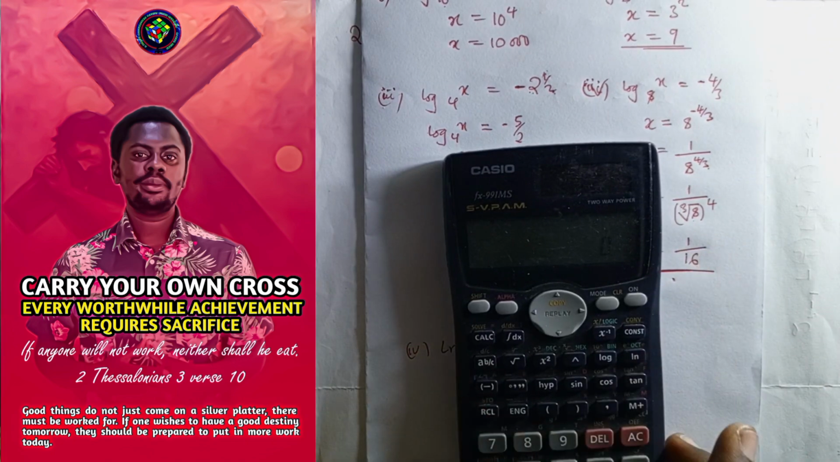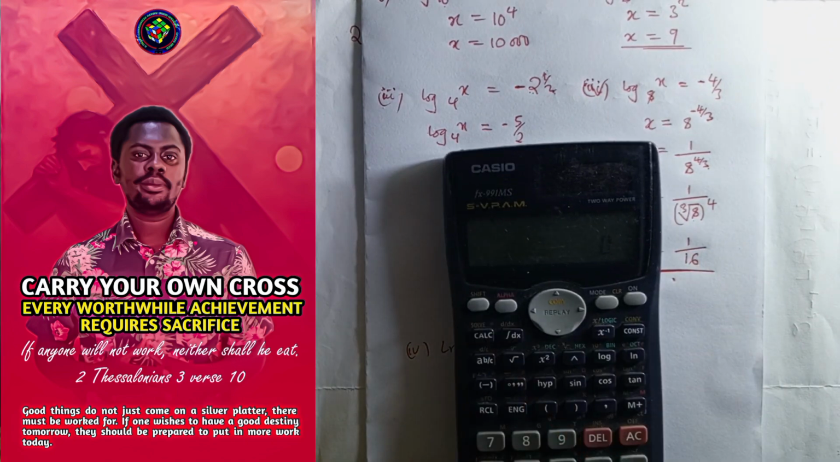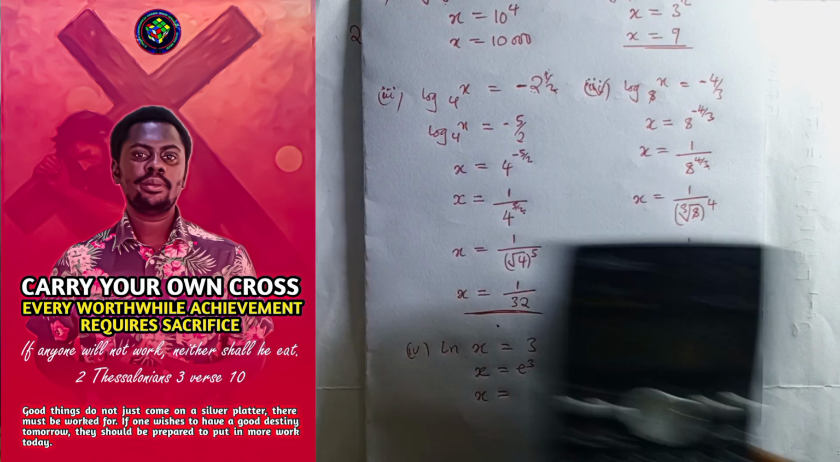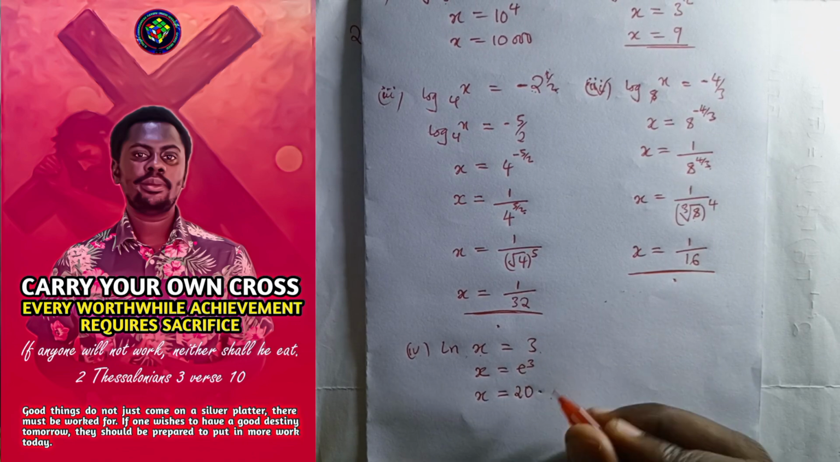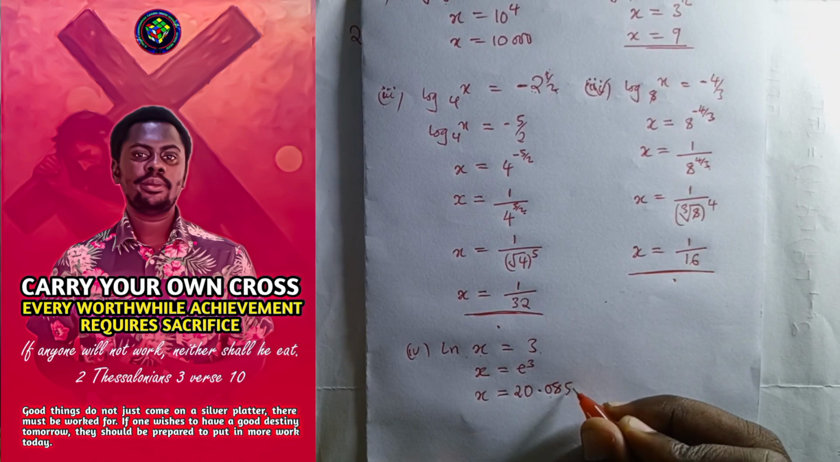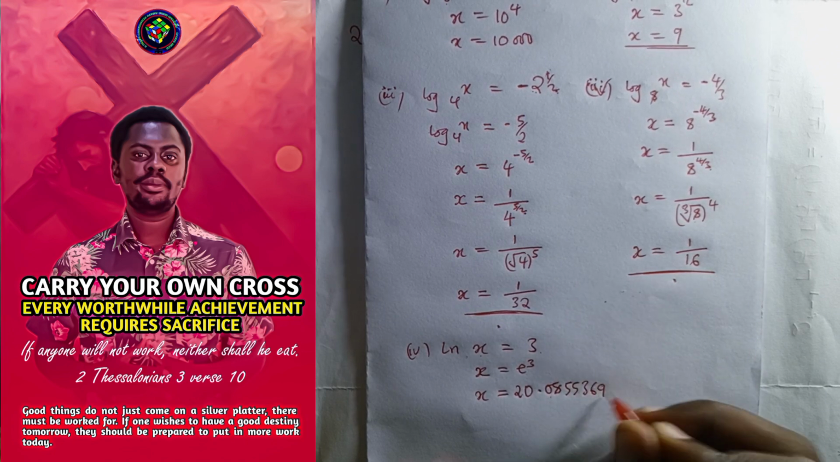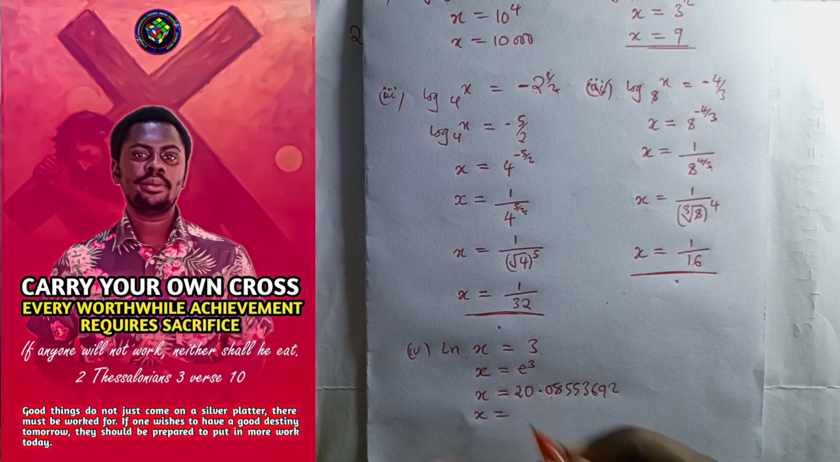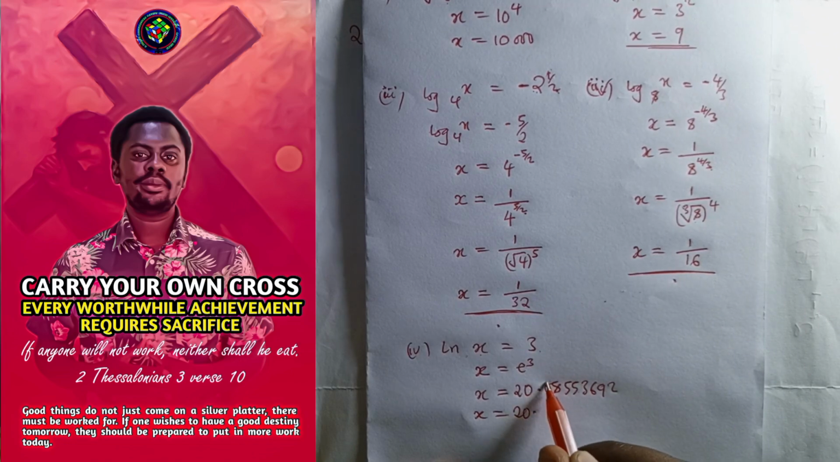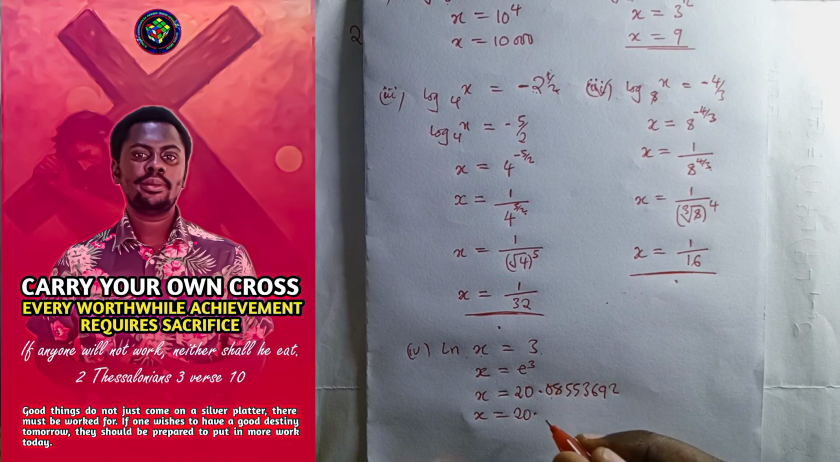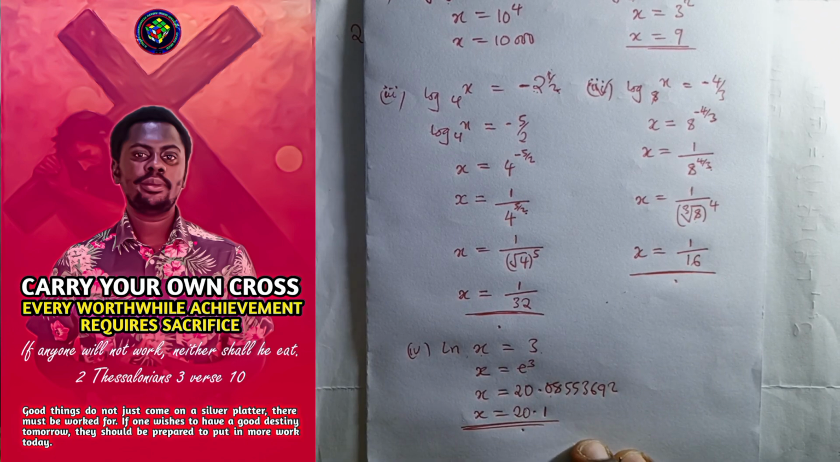So you shift, exponent is there, then 3. So you get 20.08553653692. Then we can round off to 3 significant figures. So 3 significant figures, we end at 0 there, and the next digit is 5 and above, so you can add the 1. So we have 20.1. So this is how you do it.